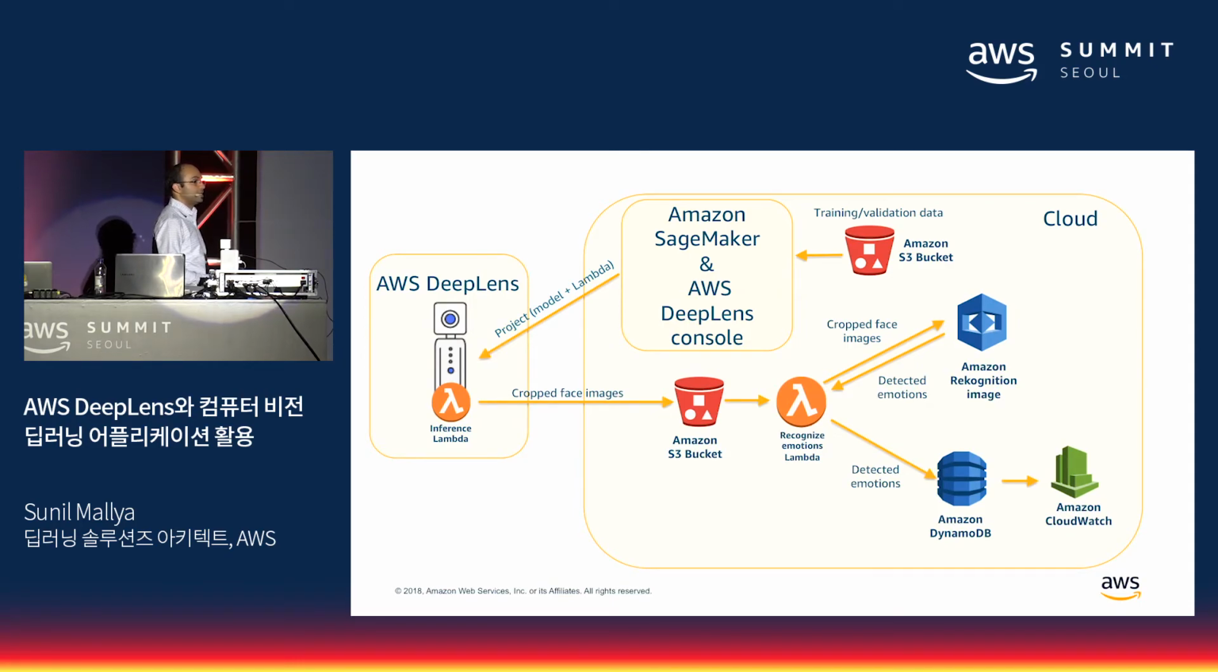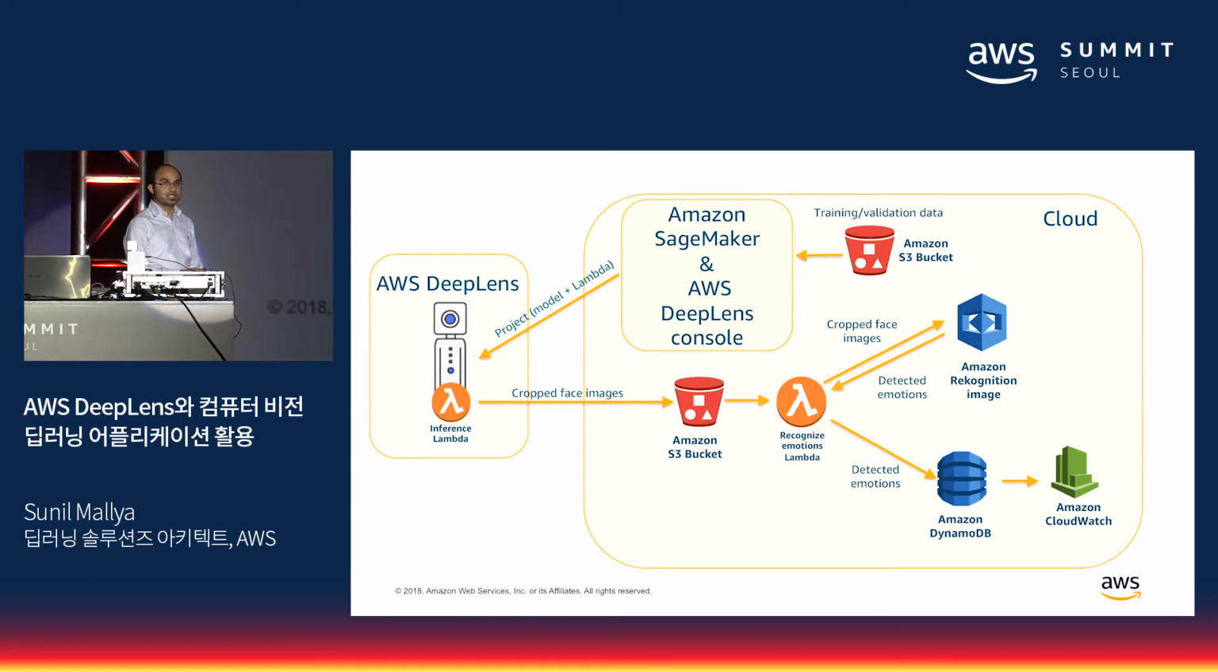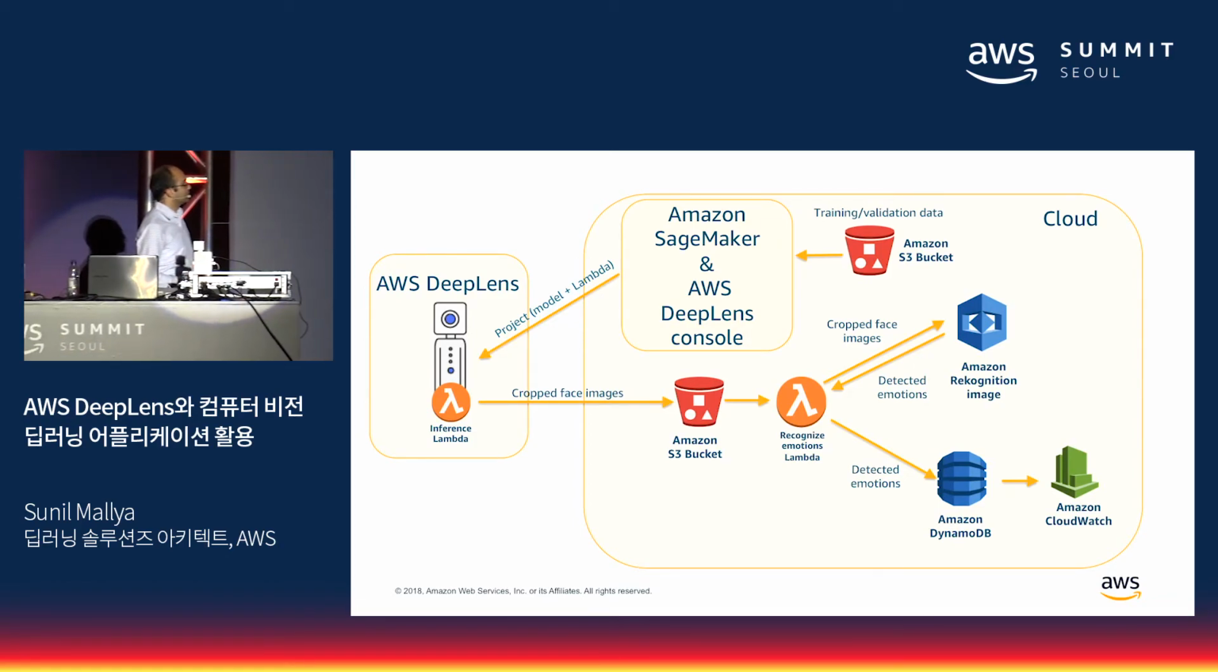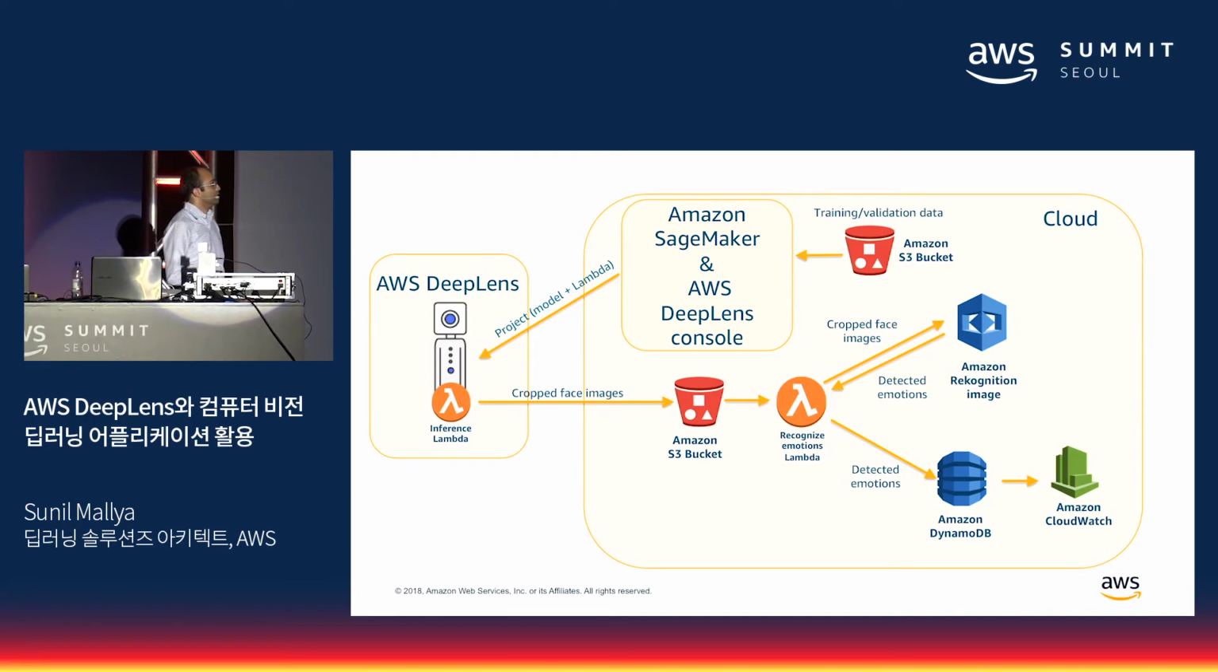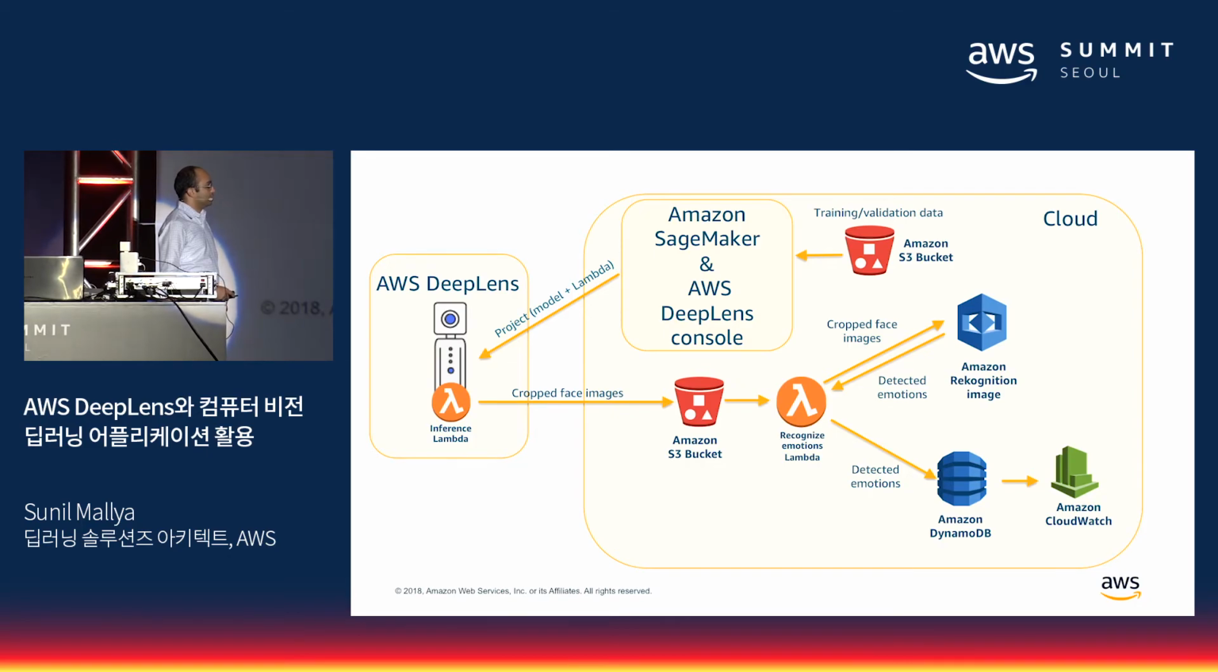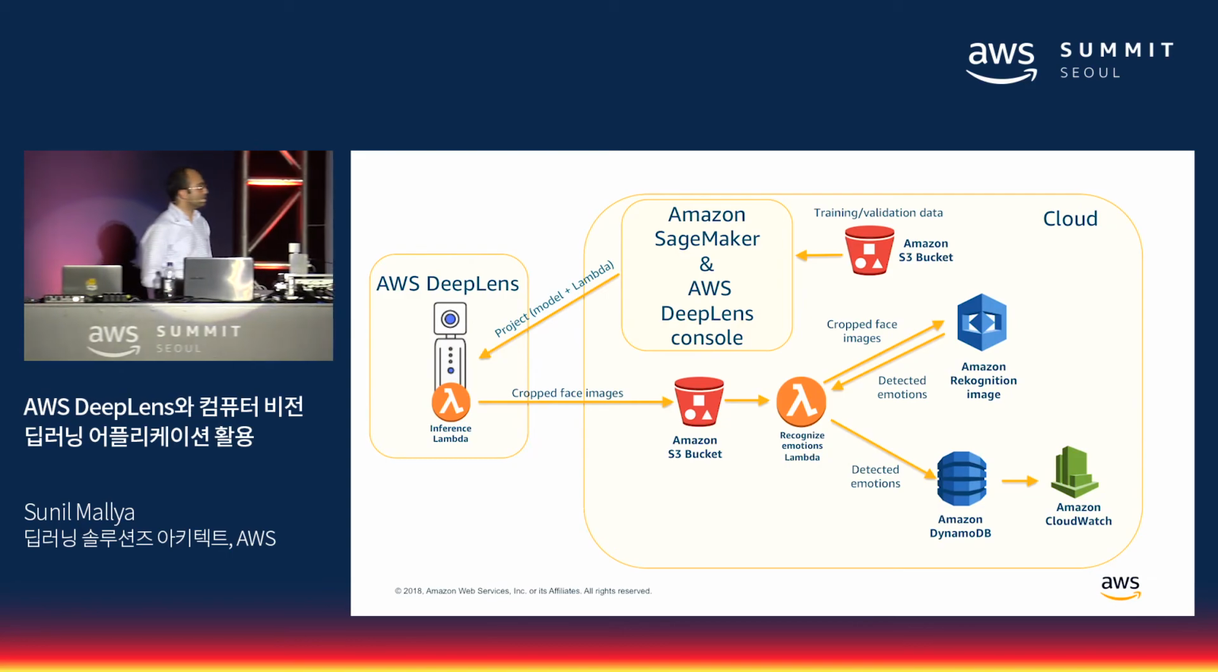Now S3 is collecting all these images. And remember, because of Greengrass, everything here is secure. It's all over HTTPS. It triggers a Lambda function, and the Lambda function uses Amazon Rekognition. So Amazon Rekognition gives you the sentiment of the people, and then you store the detected emotions in DynamoDB, and there's CloudWatch to get the metrics.